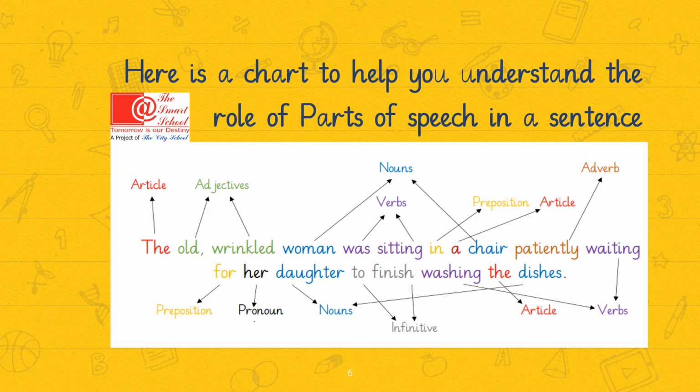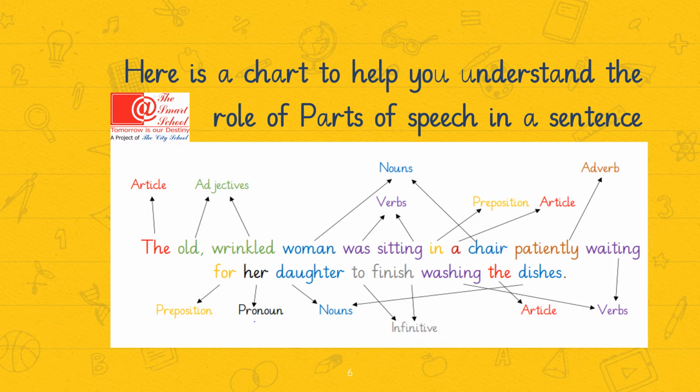Well, this sentence has a lot of parts of speech. Now we all know what "the" is, it's an article. Old and wrinkled is describing the woman, that is a noun. So that makes old and wrinkled adjectives. Then woman is a noun. Was sitting are the verbs because they are describing an action that the woman is doing.